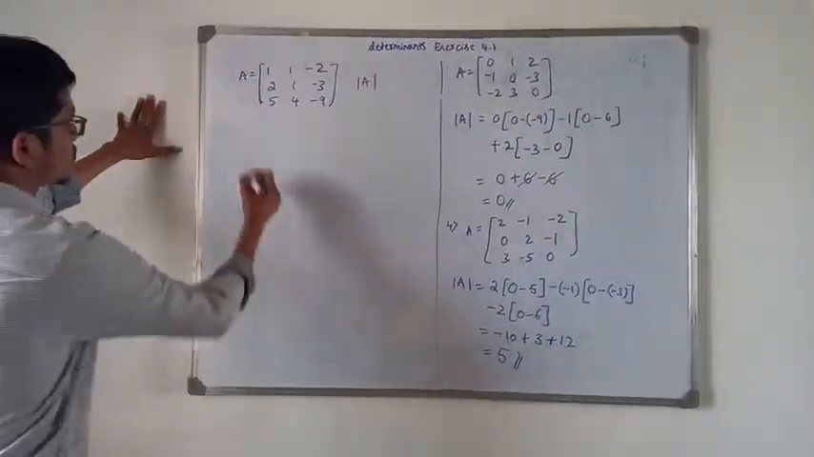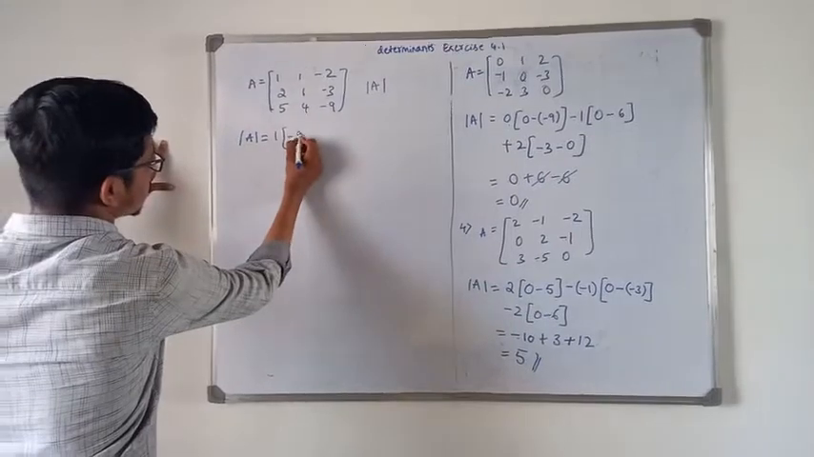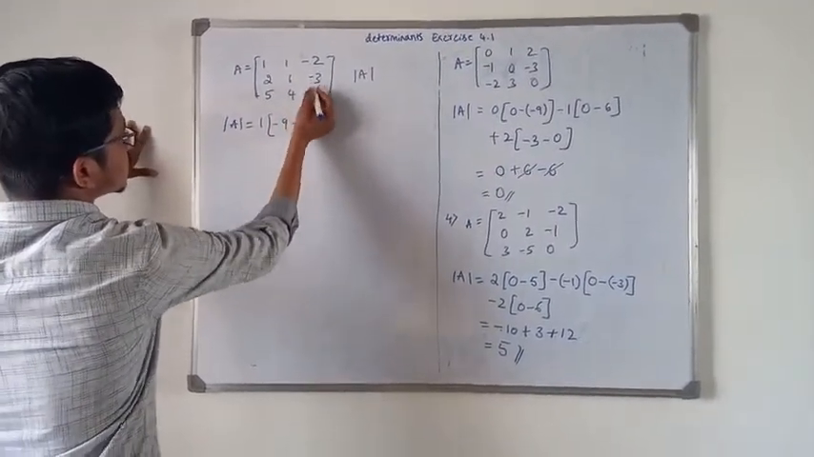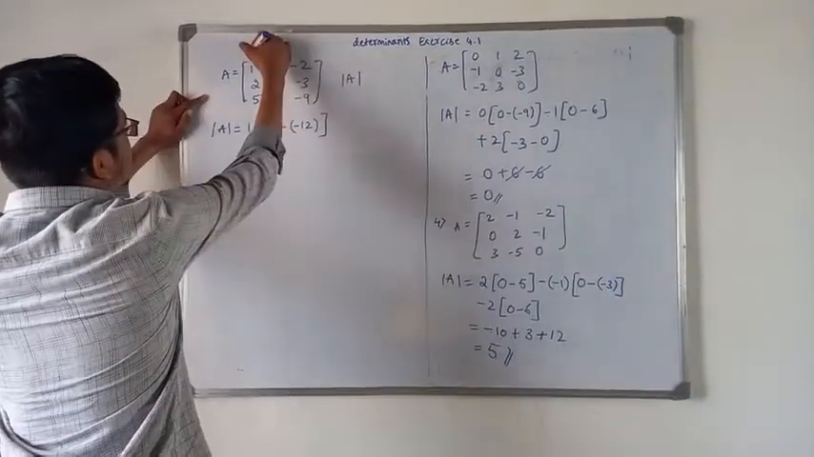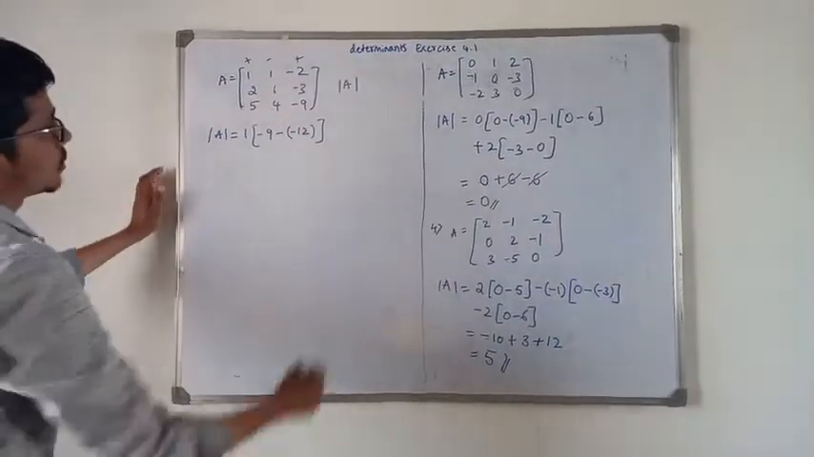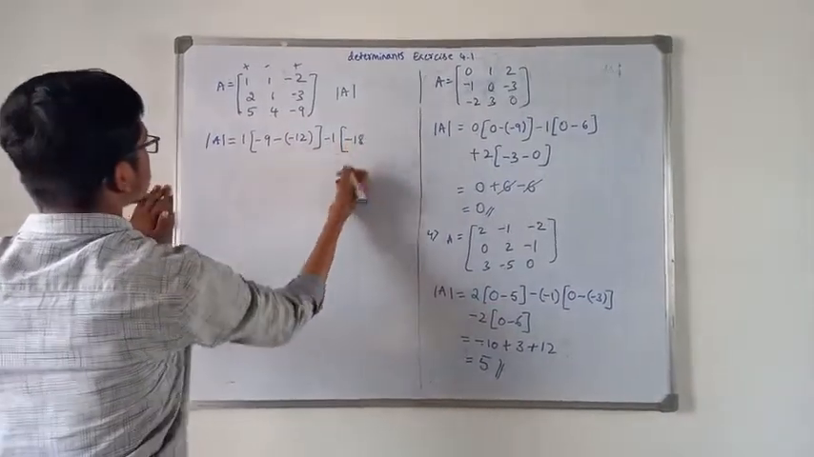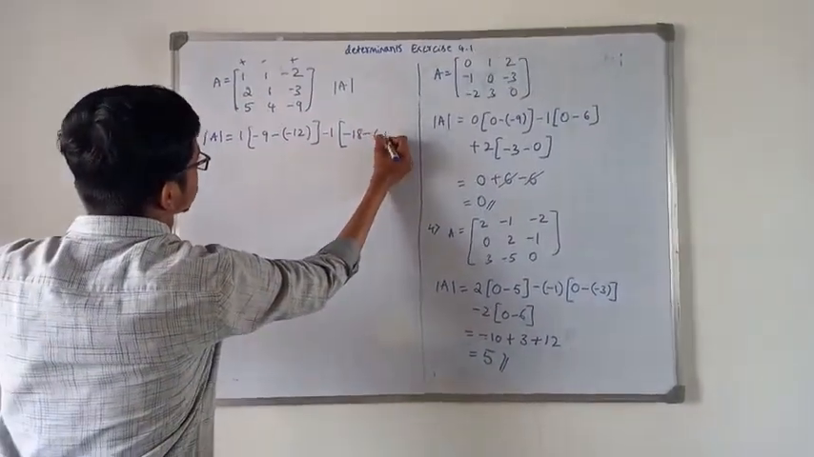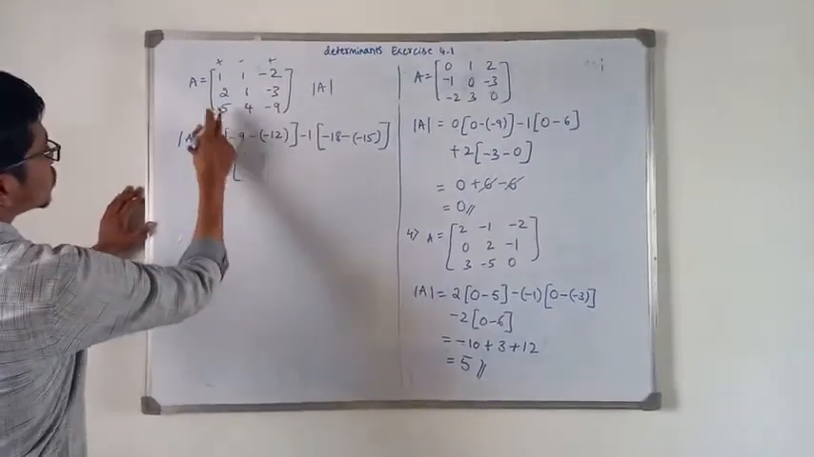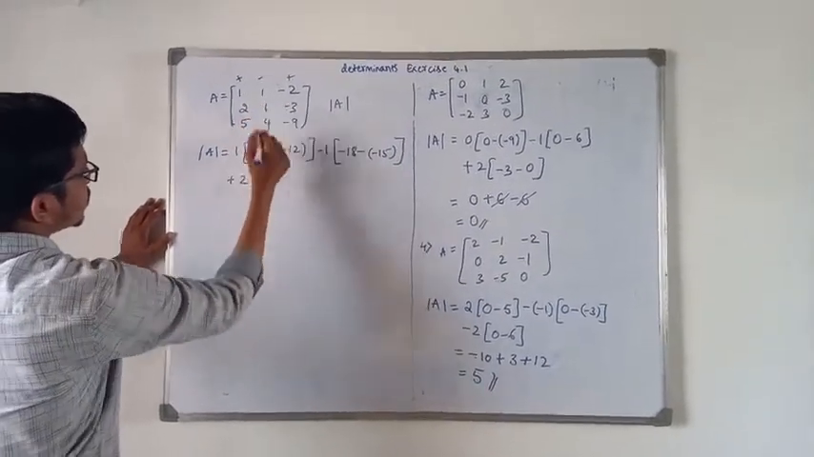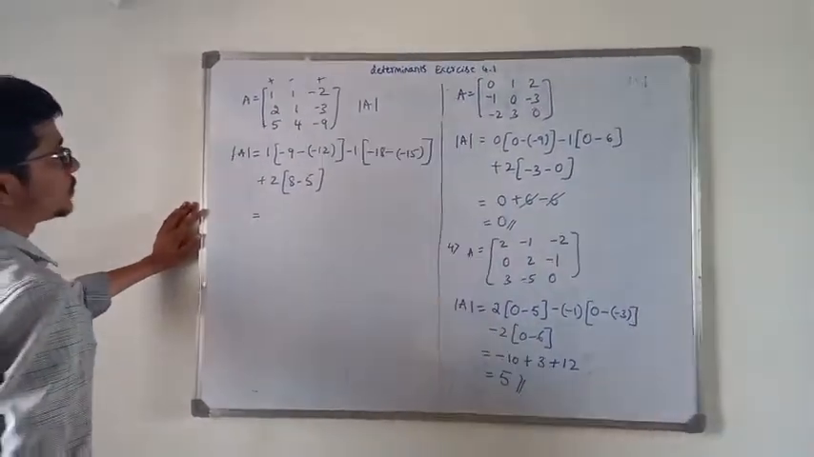The same method we followed: determinant of A is equal to 1 into (minus 9, 4 into minus 3 is minus 12). Here the signs are plus, minus, plus. Here minus 1 into (2 into minus 9 is minus 18, 5 into minus 3 is minus 15), plus 2 into (2 into 4 is 8, 5 into 1 is 5). This is equal to how much?